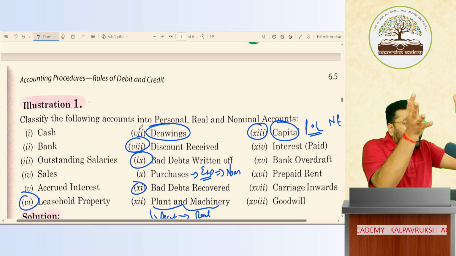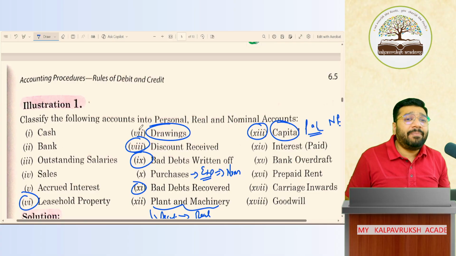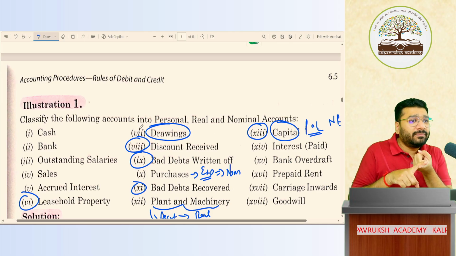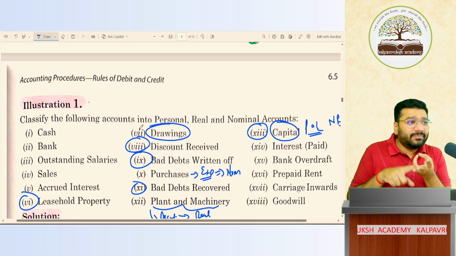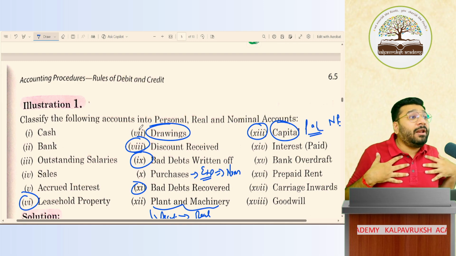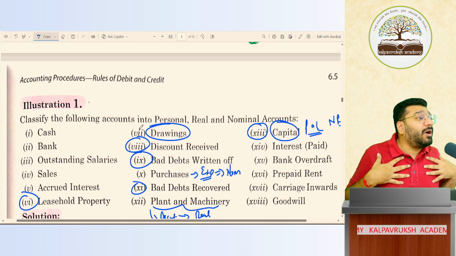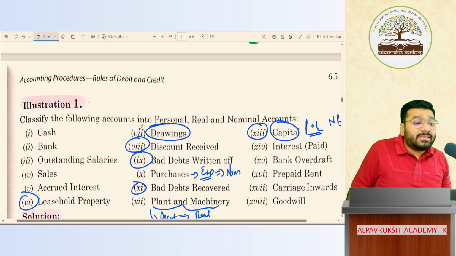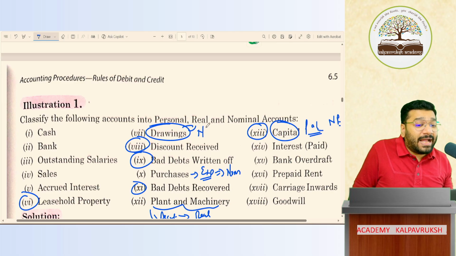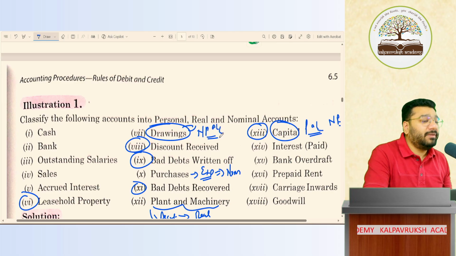Drawings is of two types. One is against profit. Second is against capital. Drawings means what? Cash, goods or assets withdrawn by the owner for personal purposes. Got it? Not got it? This drawing is done by whom? The owner is a natural personal account. So this is a natural personal account. Got it? Not got it?